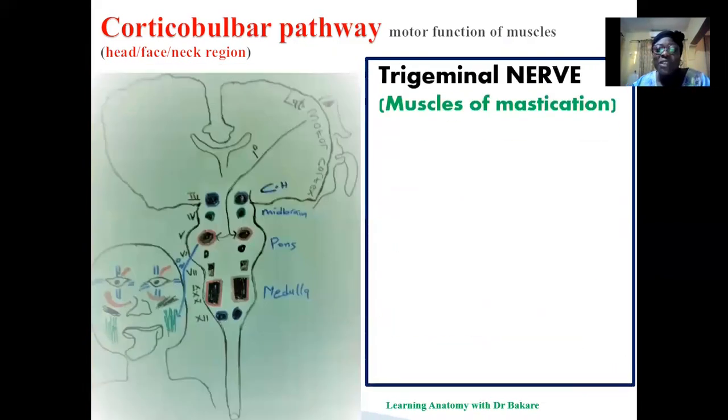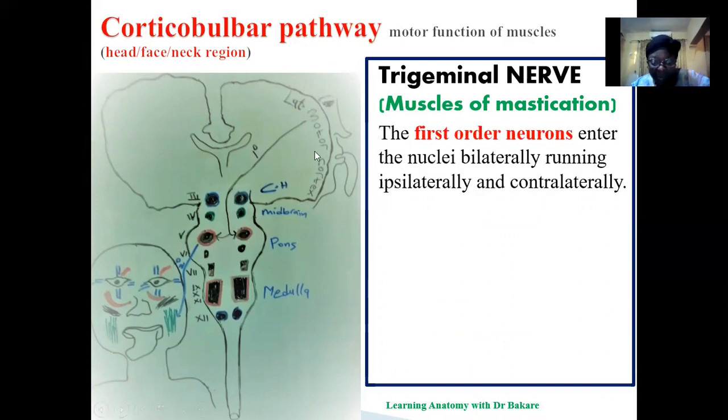Then the third one we'll be looking into is the trigeminal nerve. Remember our lecture on the sensory pathway, when we talked about the three nuclei of the trigeminal nerve. The trigeminal nerve has three sensory nuclei and one motor nucleus. The motor nucleus is what we'll be considering in this lecture, because this is a motor pathway. The trigeminal motor nucleus is located somewhere around the pons. What they innervate are basically the muscles of mastication, which include the masseter, the temporalis muscle, and also the pterygoid muscles. The first order neuron will begin from the lateral motor cortex.